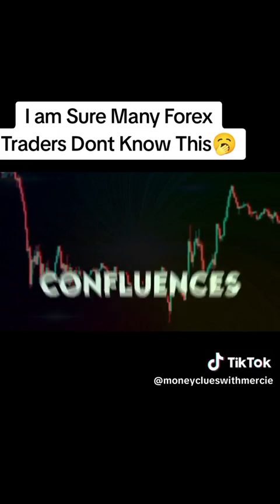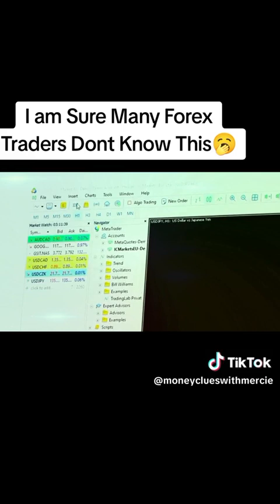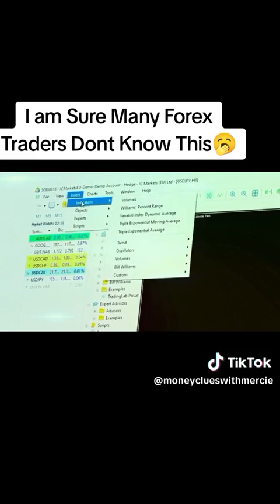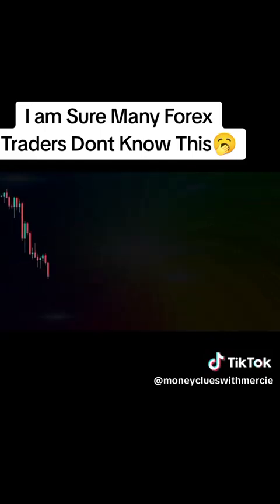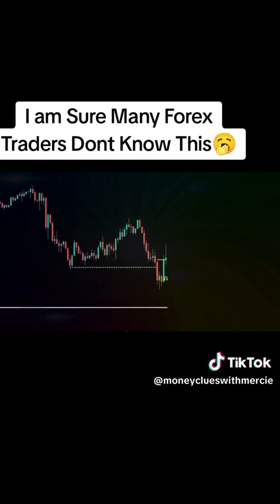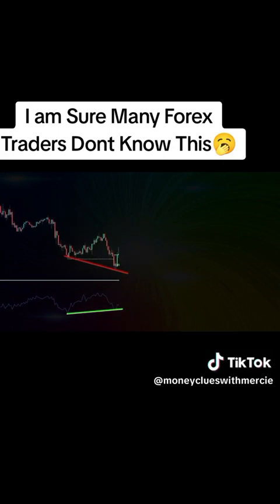Another way to improve this is by adding confluences like divergences. To do this, simply go to MetaTrader, click Insert, then Indicators, scroll down to Oscillators and click Momentum. So here you can see the indicator gave us a long, but something else to notice is that here the chart did a liquidity grab. So it's making lower lows. But if we look at the momentum oscillator, it's making higher highs. So this is a divergence and it's also a very bullish signal.